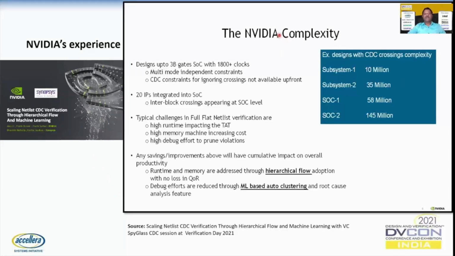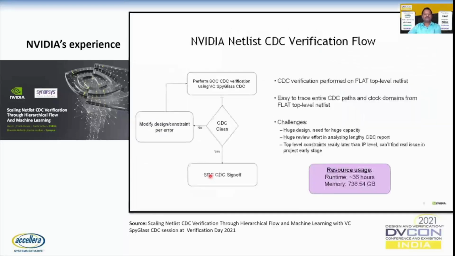NVIDIA designs are getting bigger and more complex. A recent design had a gate count of around 3 billion with 1,800 plus clocks. Please note all these are asynchronous clocks. At SoC level, 20 IP subsystems were integrated. As presented in earlier slides, the NVIDIA team also faced the challenges of huge runtime, machines with terabytes of RAM required, as well as heavy efforts to review and debug the violations. The NVIDIA team was looking for a methodology that can help reduce debug efforts and improve designers' productivity.